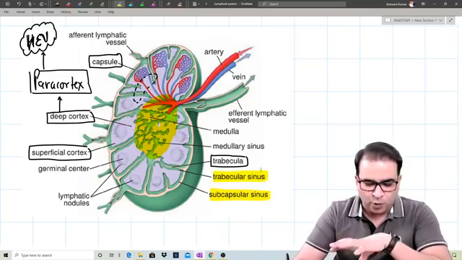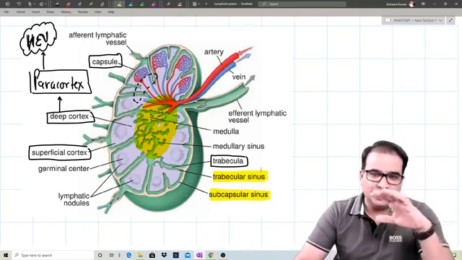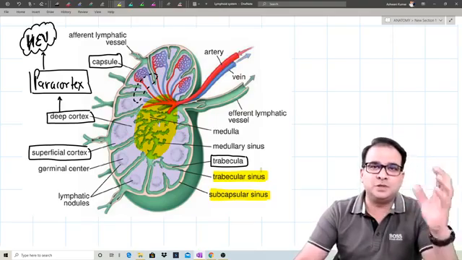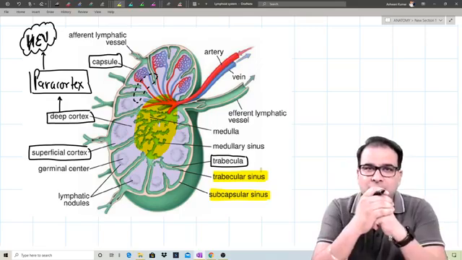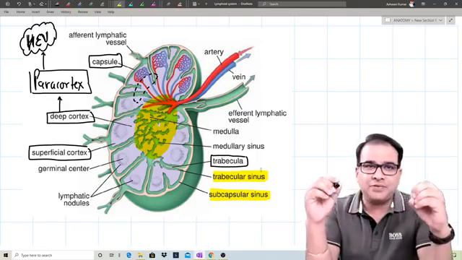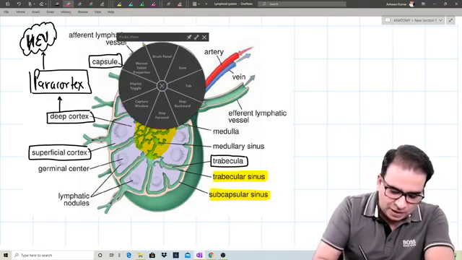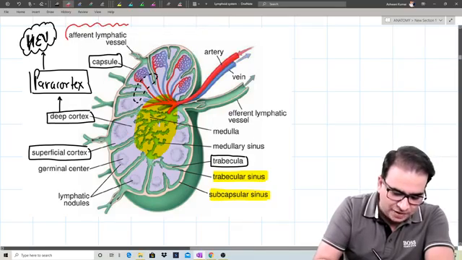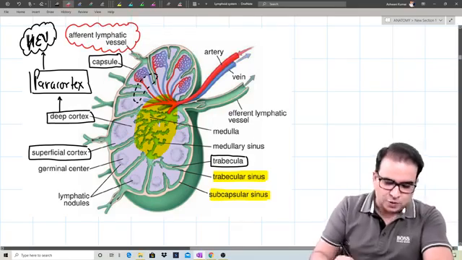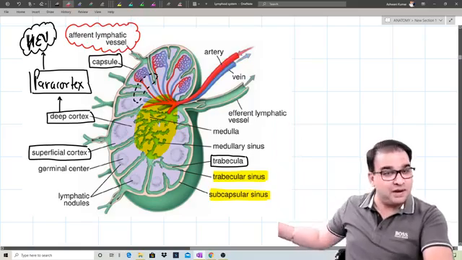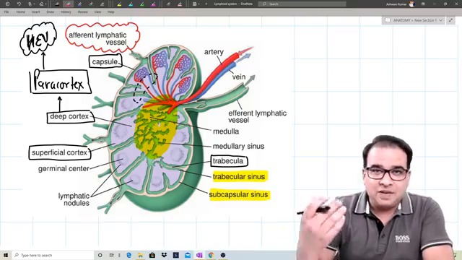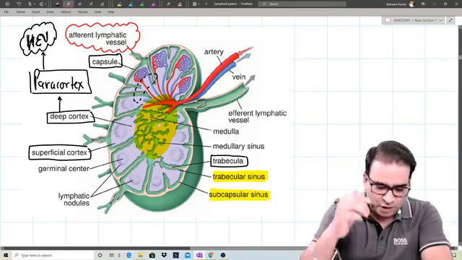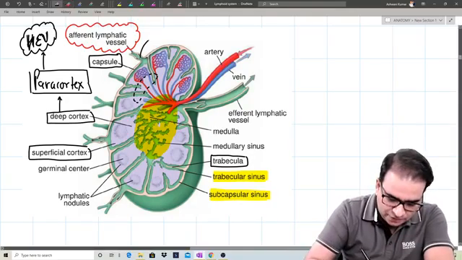Well, what is the concept here? When you look at the convex outer surface of this bean-shaped lymph node, you will see there are numerous afferent lymphatic vessels coming in. Let me just mark it for you. Can you see that afferent lymphatic vessel that I'm marking here? We have numerous afferent lymphatic vessels entering the convex surface. They obviously have valves, so there's no backflow of the lymph. They all have valves. I can appreciate a valve present there.